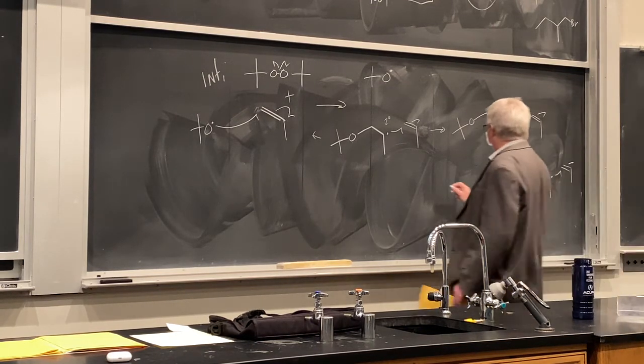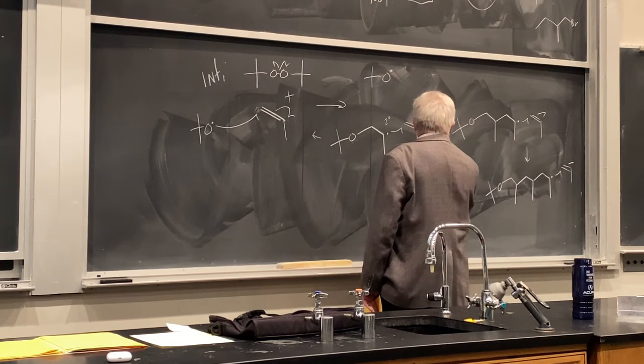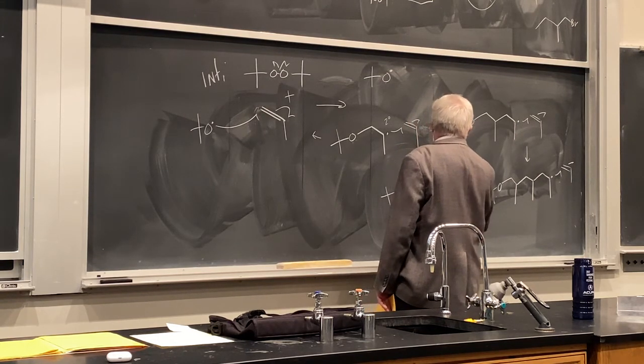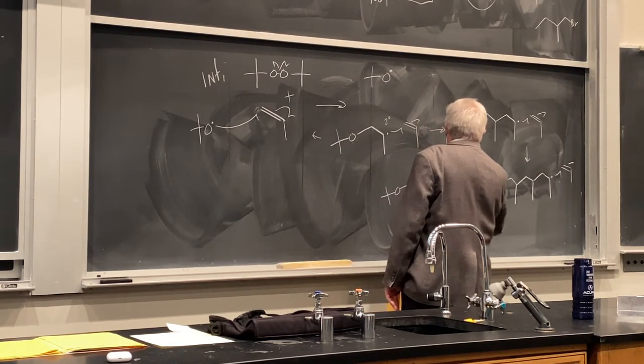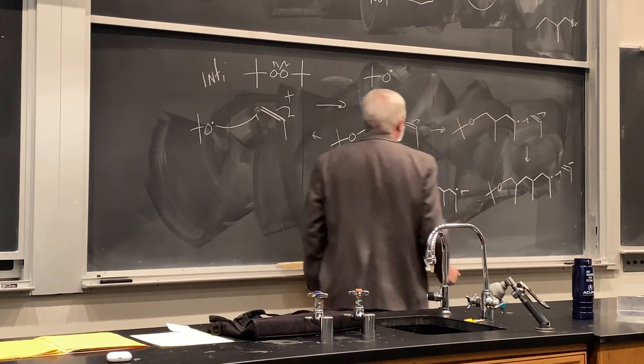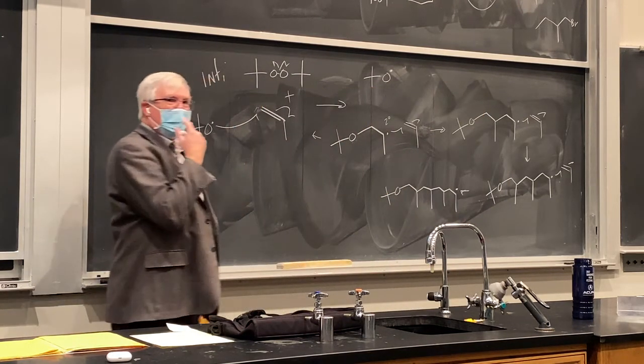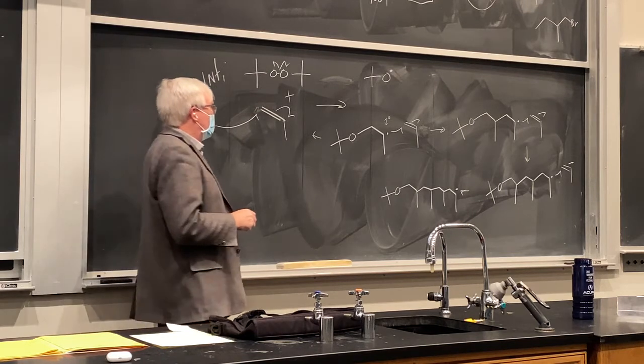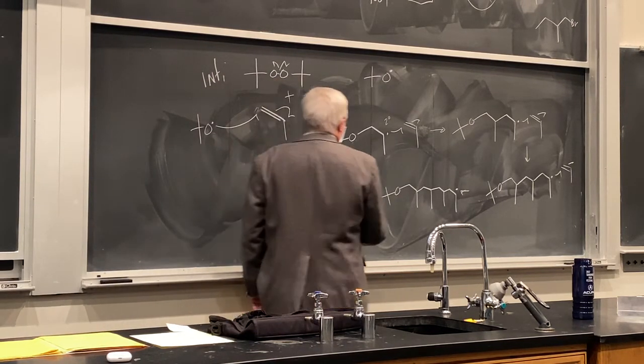So let's add one more and talk about the termination steps that might occur. Oh, we're getting a lot of them on there, aren't we? I think we've put 4 on there. We've made a lot of carbon-carbon bonds. And what can occur at this time?